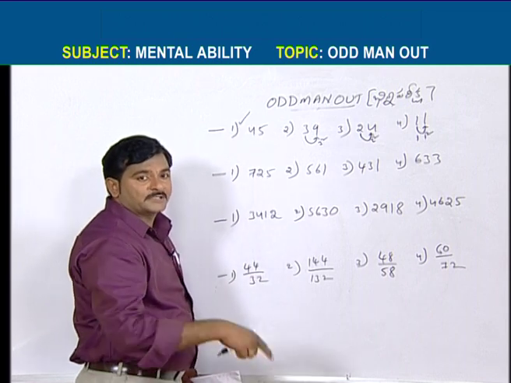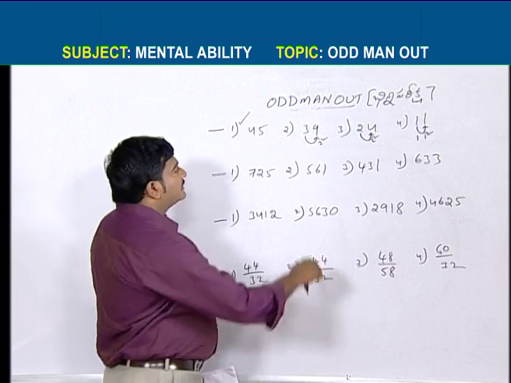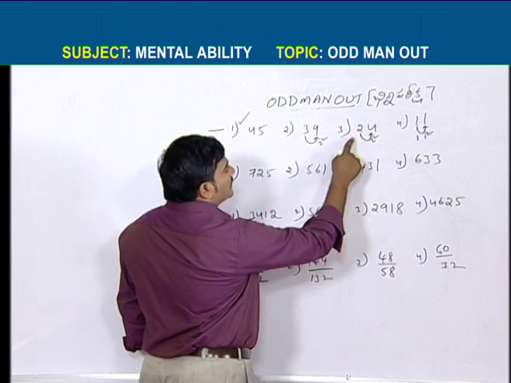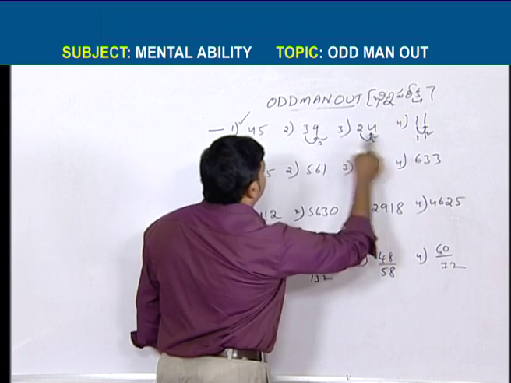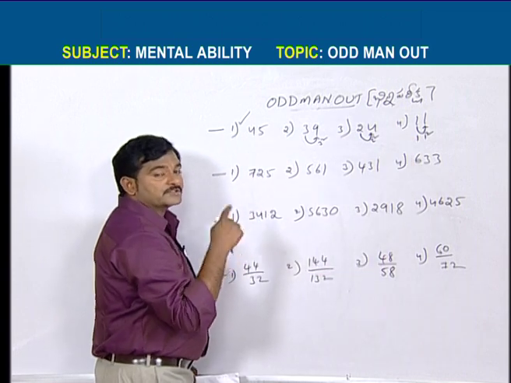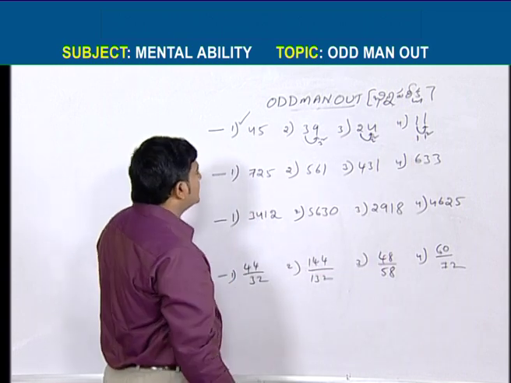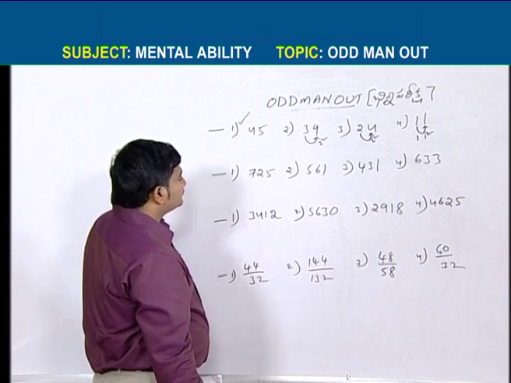39 means 3 square, 2 square, 1 square. But here, for 4 you have to get 4 square, but it is not like that. That's why the first one is the answer.